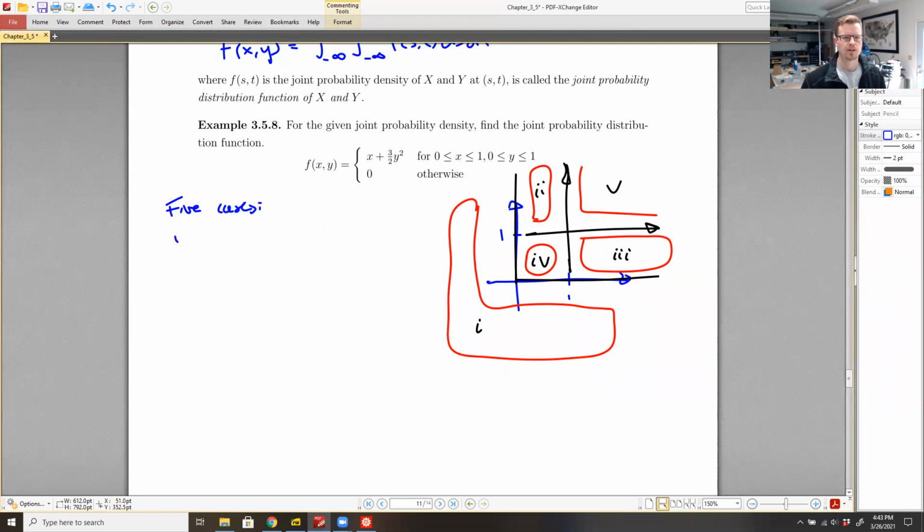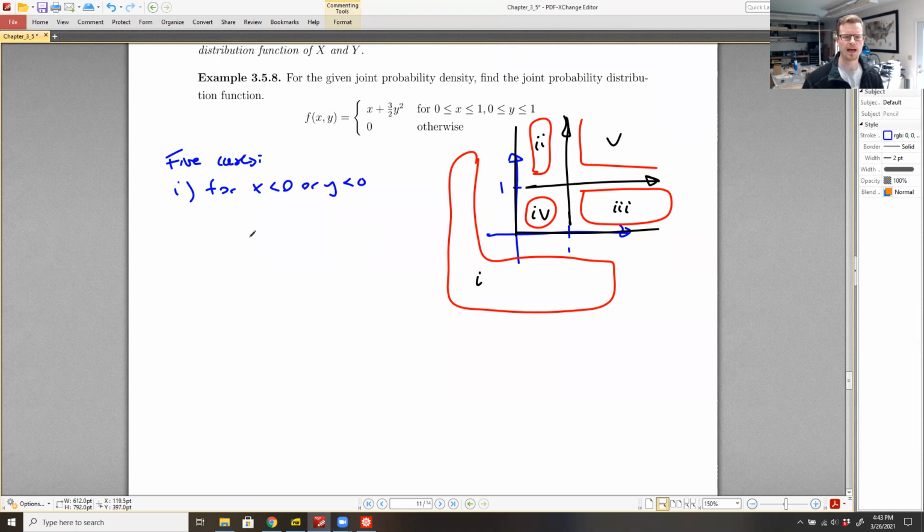And case 1, associating to this region, is that for x less than 0 or y less than 0, we have that the cumulative function is equal to 0, because there's no area between the plane and the surface, because the surface is at height 0.